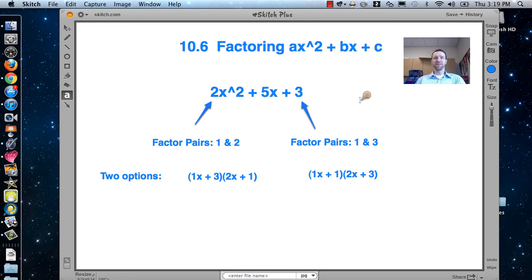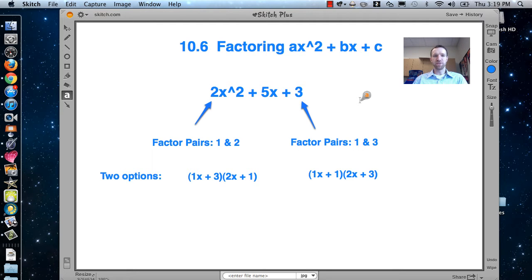Hello and welcome back. It's time to do some more factoring, and this is Chapter 10, Lesson 6, Factoring ax squared plus bx plus c. We're one day into this factoring business. We've gotten some of the basics down, and now today we're going to take a look at how to do some more advanced factoring.